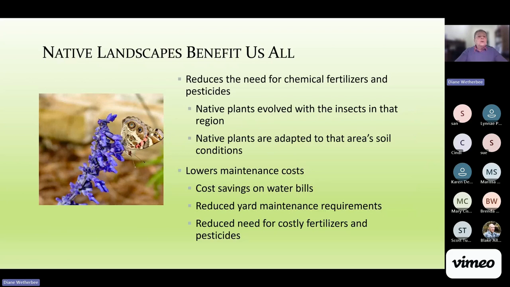Also, growing native plants reduces the need for chemical fertilizers and pesticides because the native plants have evolved with the insects that are in that region. So even though there may be insects that attack the plants, there's usually a predator insect that will come along and take care of the ones that are attacking it.